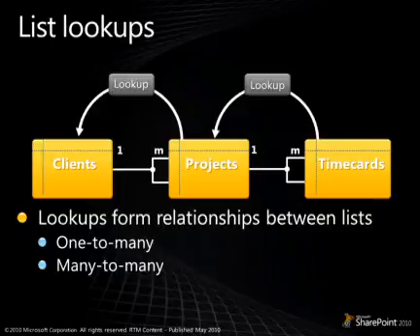List lookups are used to create relationships between the lists. In this example, we have a lookup associated from the client's list to the projects list, and from the projects list to a time card list. This is quite similar to creating relationships using a foreign key in traditional relational databases. Relationships are usually one-to-many, like in the slide. But you can also have many-to-many relationships if you associate your lookups from one list to another, and vice versa.